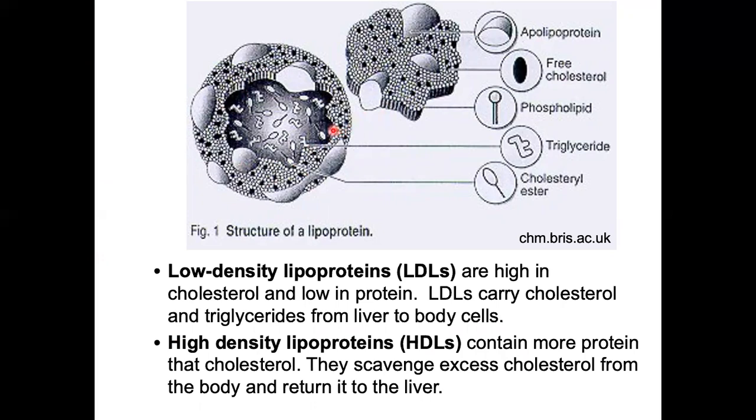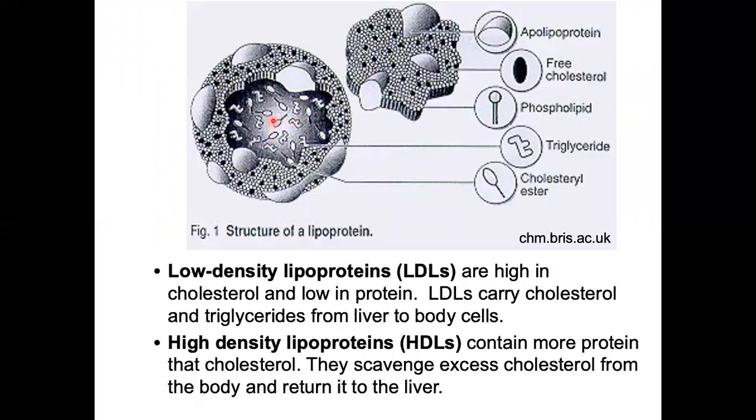Notice that it is made up of phospholipids. If you look at it closer, here's phospholipids, and then here's free cholesterol embedded. The little black dots are free cholesterol. And then you have these huge apolipoproteins. And then inside, in the core, you have triglycerides and cholesterol esters.